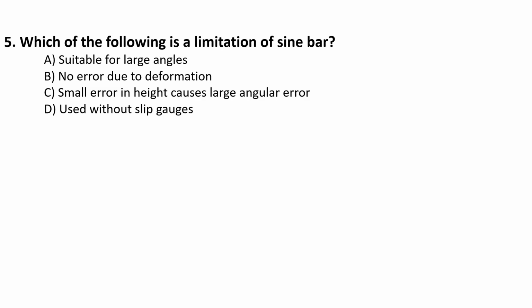The next question is: which of the following is a limitation of the sine bar? Option A, suitable for large angles; option B, no error due to deformation; option C, small error in height causes large angular error; and option D, used without slip gauges. Previously we discussed the limitation of the sine bar, that is a small error in height causes a large angular error. So option C is the correct one.